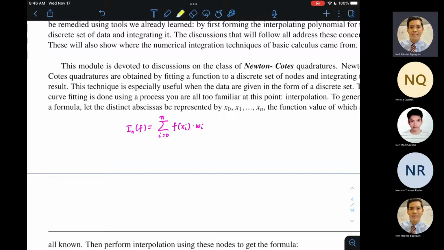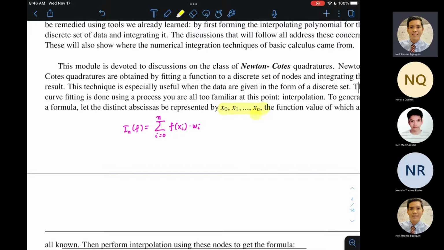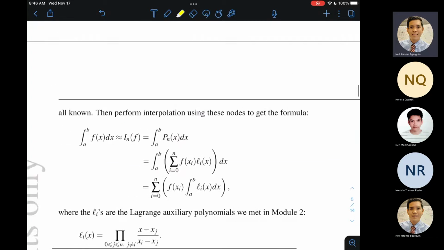Pipili tayo ng x sub 0 hanggang x sub n. So we have n plus 1 points. And then we will compute the interpolating polynomial passing through x sub 0, comma f of x sub 0, x sub 1, comma f of x sub 1, hanggang kay x sub n, f of x sub n. So kunin mo yung interpolating polynomial. Tapos yung integrand, papalitan natin ng interpolating polynomial. Okay? So what will happen is this.